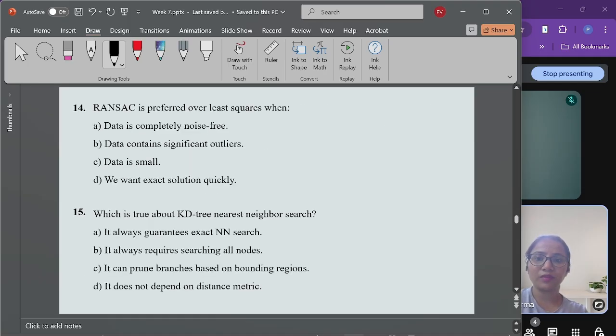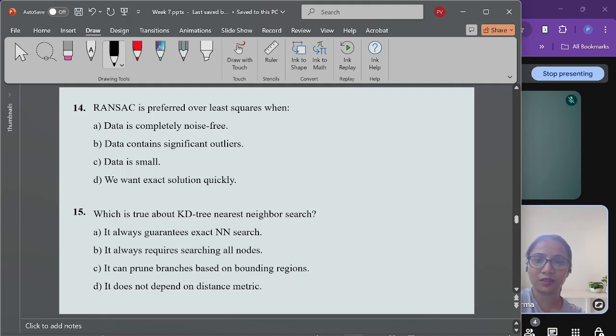Okay. Now the next question is, RANSAC is preferred over least squares when: option A, data is completely noisy; option B, data contains significant outliers; option C, data is small; or option D, we want an exact solution quickly. So RANSAC is preferred over least squares error when.